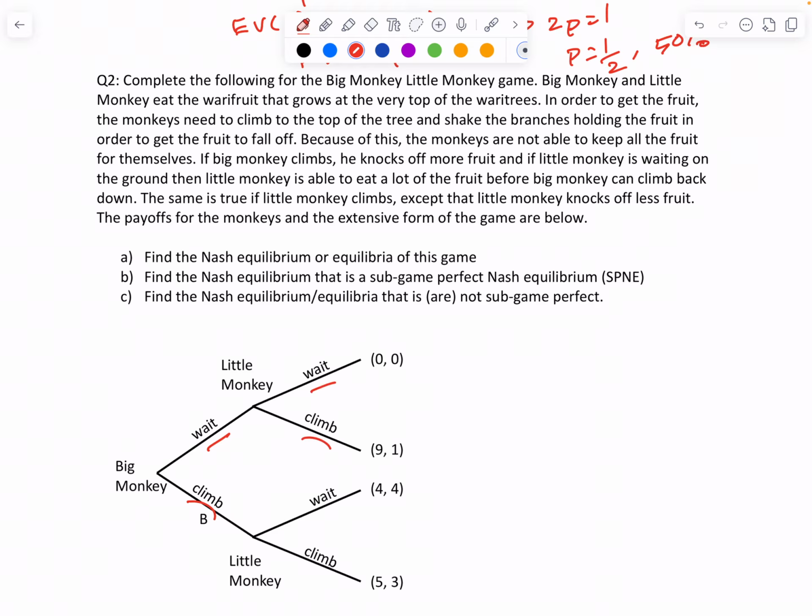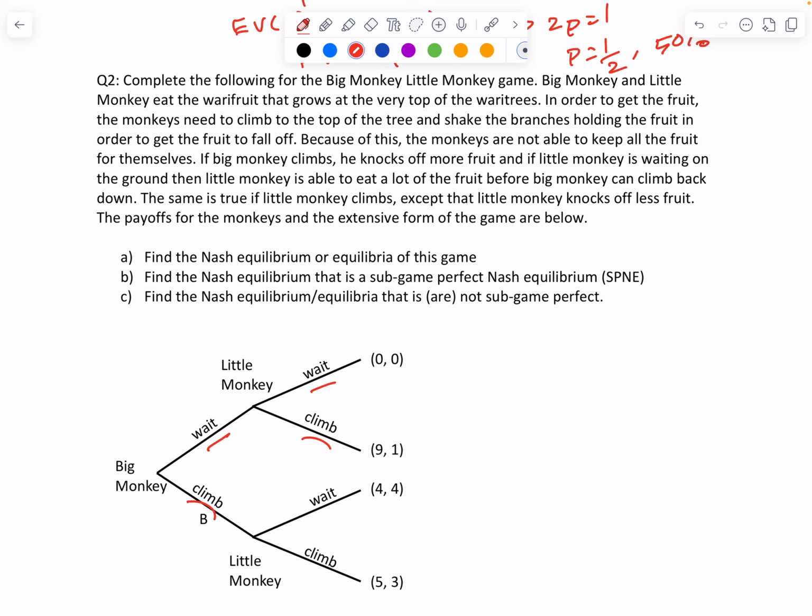So the idea is big monkey can climb and little monkey can wait and be like, ha, I'm going to get some fruit and I don't have to do anything, right? Or big monkey could wait and make little monkey climb, and then big monkey gets fruit, but he doesn't get as much, right? Or they could both wait, right? It's like a staring competition, and they're both waiting to see who's going to break and go up the tree, and maybe neither of them do, right? Or they could both climb together, shake the fruit, and then they're, of course, going to get jointly probably a little bit more. So that's the idea here.